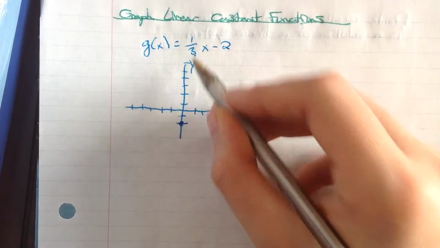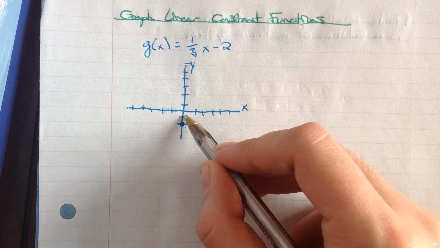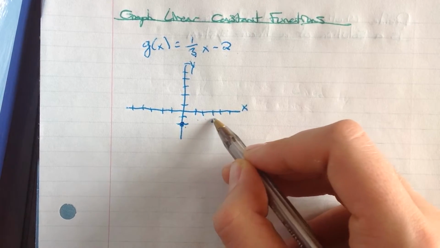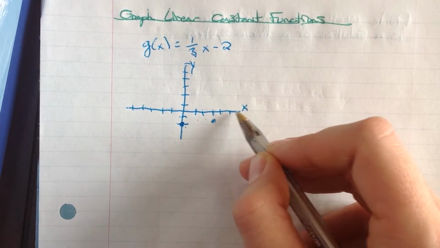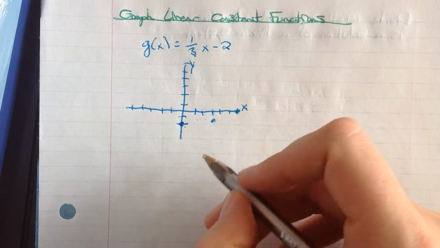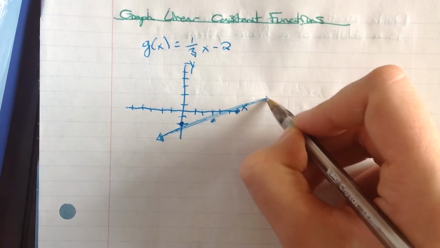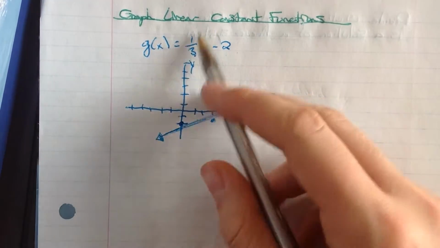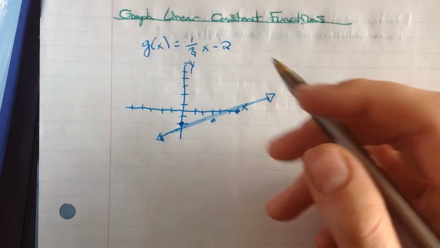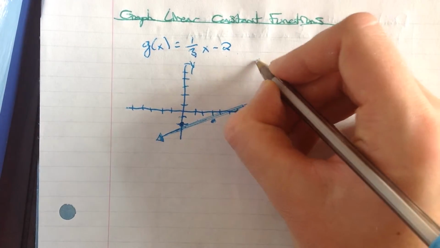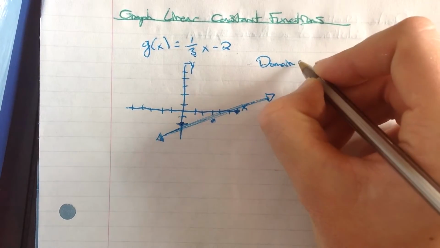So our slope is m, so we come up 1 because it's positive 1, over 3. There's our first point, up 1 over 3, second point, and we can draw a line in between our points, and that would be our linear function. So then, what if we were asked to find the domain and range of this?